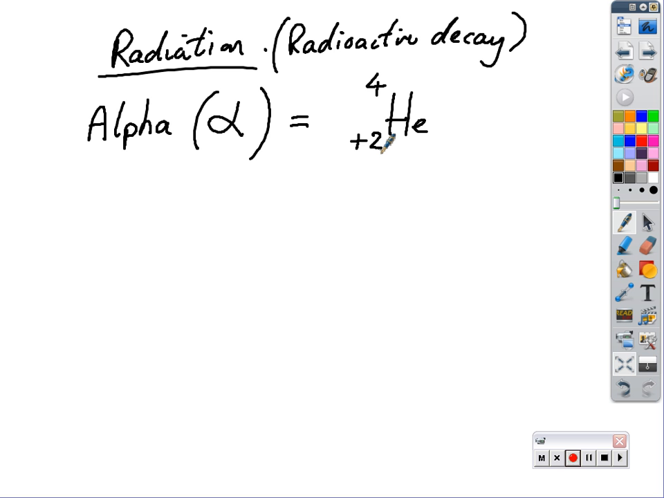The 4 on the top is atomic mass, and in the bottom is atomic number. So atomic mass on top and atomic number underneath. The number on the bottom is the number of protons, and the number on the top is protons and neutrons added together, so this is the total mass. 4 means 2 protons, 2 neutrons; 2 in the bottom means 2 protons. So a helium nucleus, or an alpha particle, is just 2 protons and 2 neutrons.